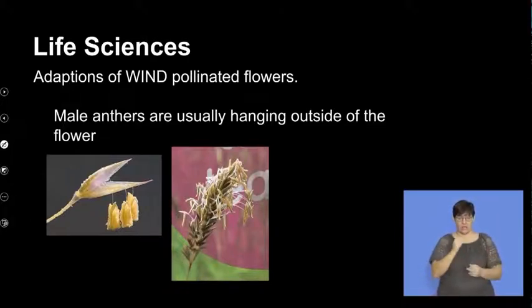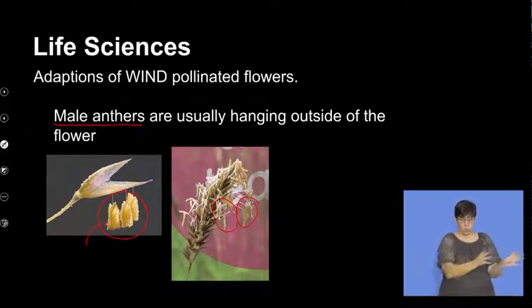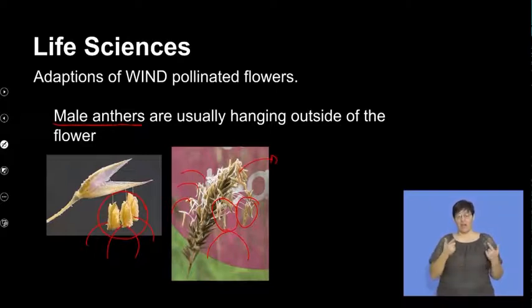So guys, the male anthers, look at these. They hang outside. And if they hang outside, when the wind blows, they will blow. And what do they release? All their pollen. Okay, how's that? So one of the concepts, if you're given a picture, if the male anthers are hanging outside and you don't see any flowers anywhere really, then you can identify it as a wind-pollinated flower.